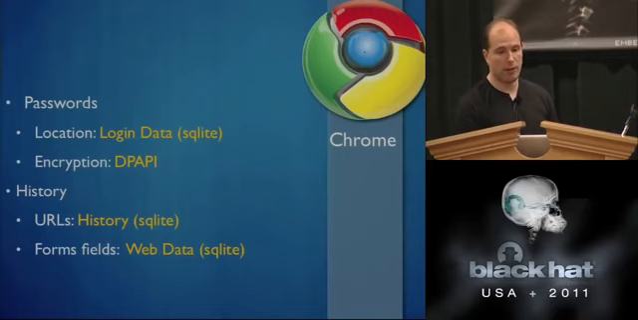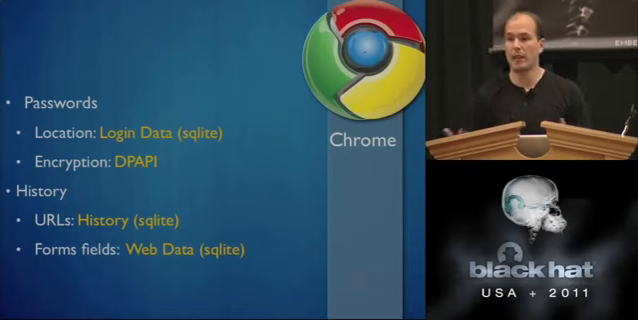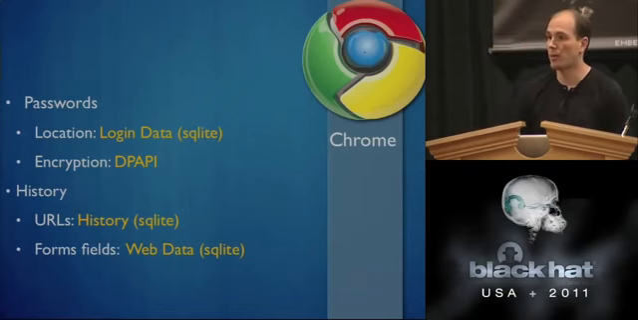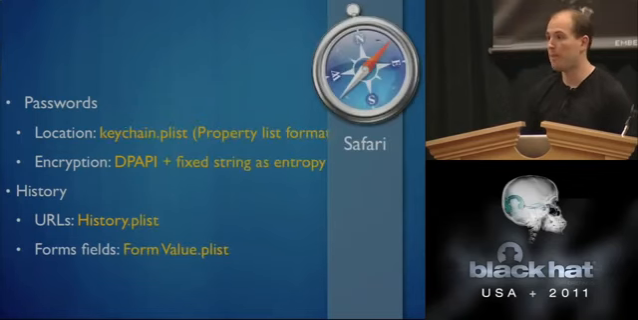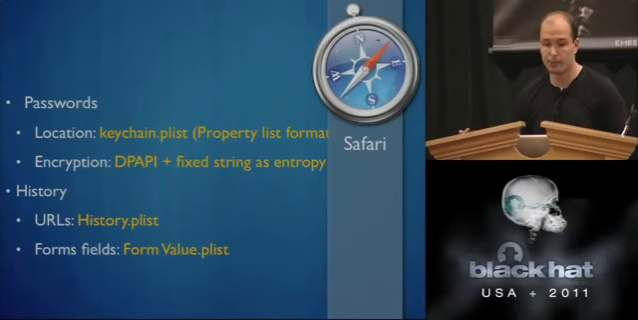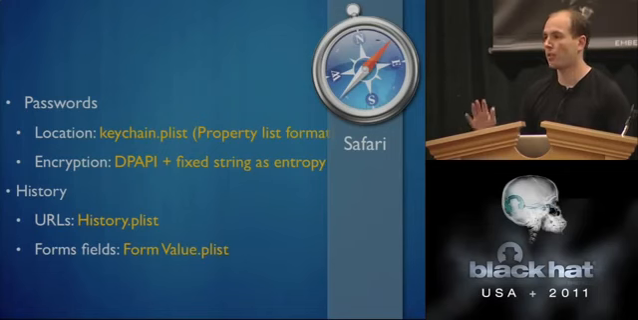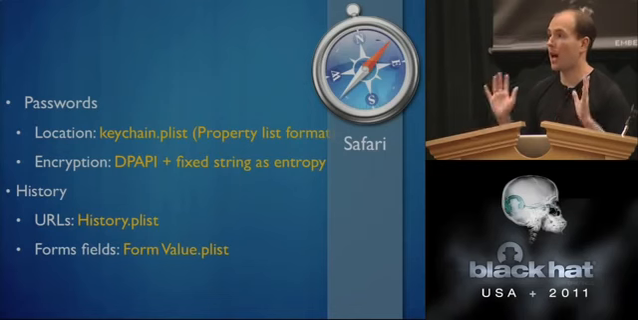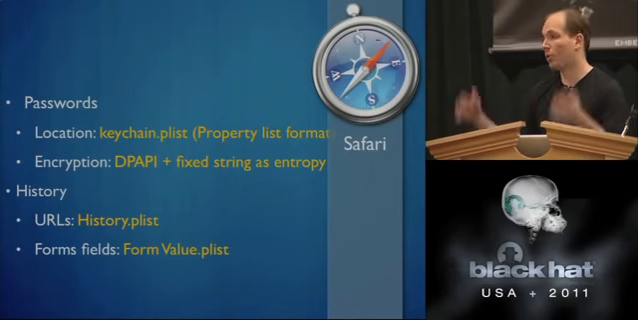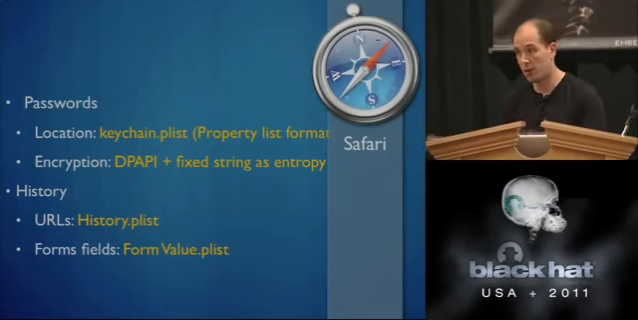Chrome, very briefly, only uses DPAPI. Basically, the credentials are stored in a SQLite database, and this SQLite database is encrypted with DPAPI. And Safari, same thing, encrypted with DPAPI. They use the Apple format, which is the proprietary plist format, a binary format, which is their own way to do things. And they use DPAPI with a fixed string as entropy. The good thing that Safari does and no one else does is that it actually encrypts your form fields. So the form fields are encrypted with DPAPI in Safari, which I think is the smart thing to do.